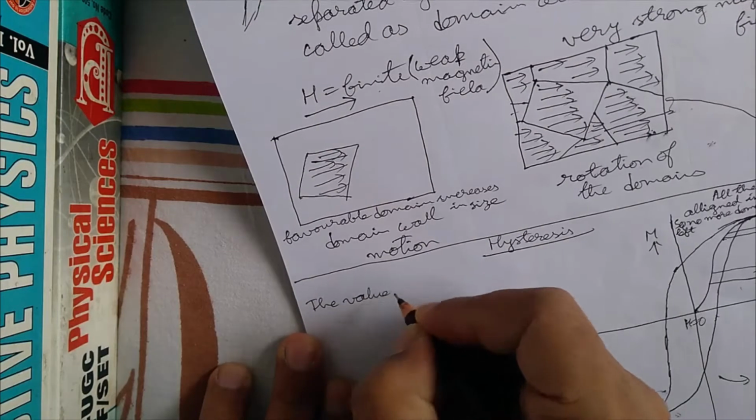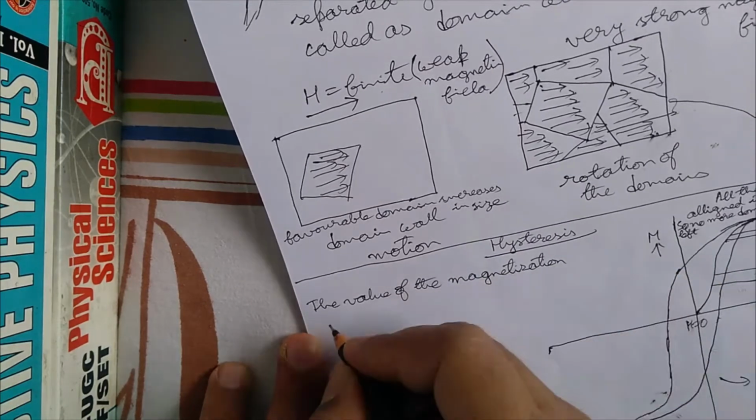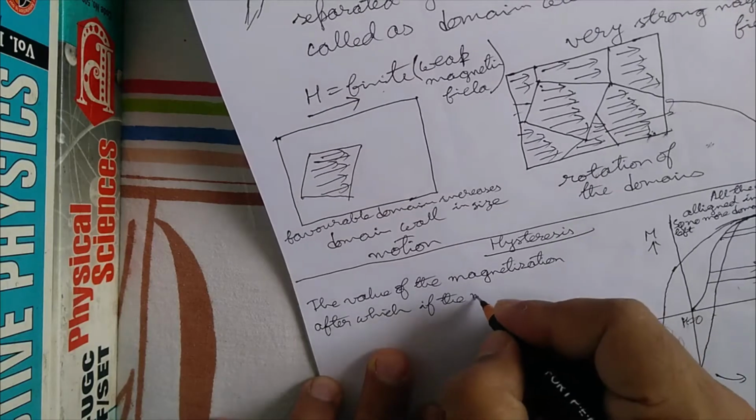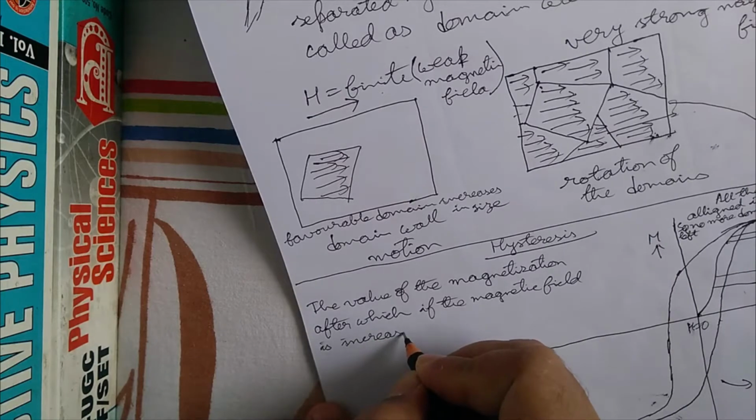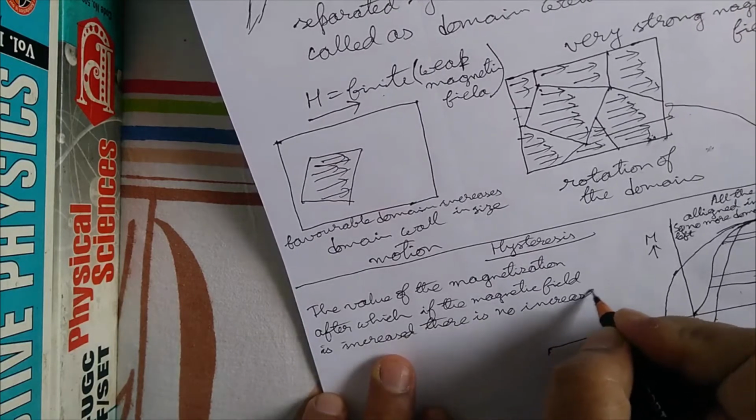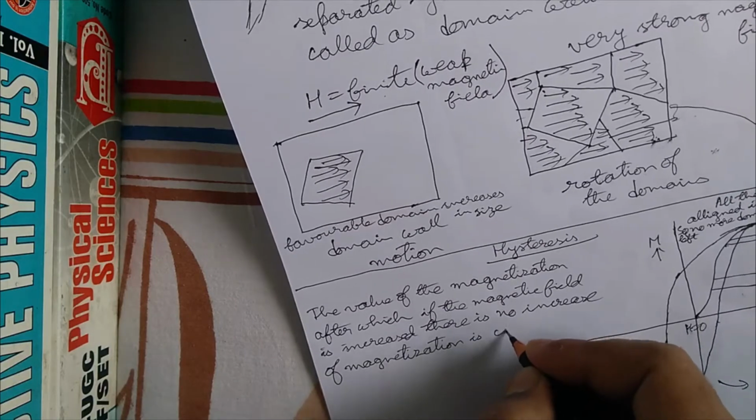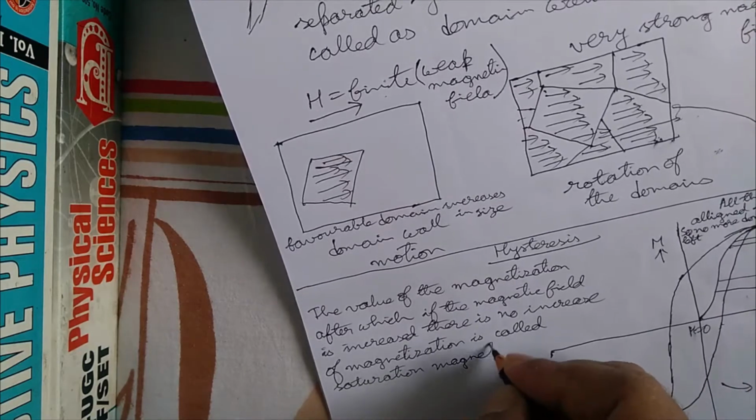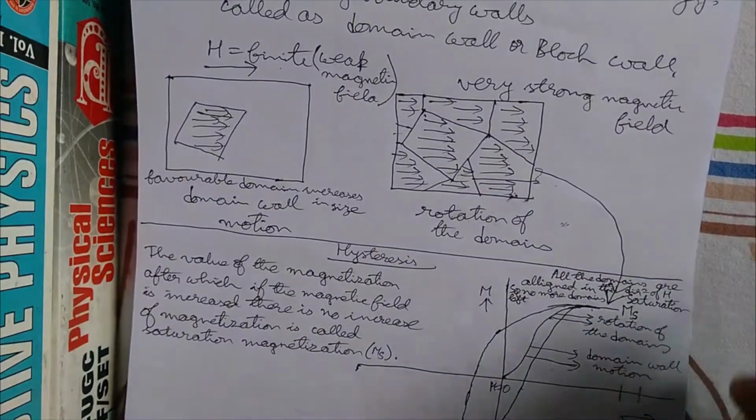The value of the magnetization after which, if the magnetic field is increased, there is no increase of magnetization is called saturation magnetization, or Ms. Now what is happening here?